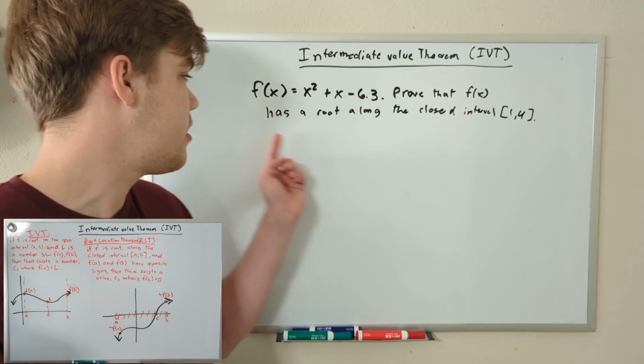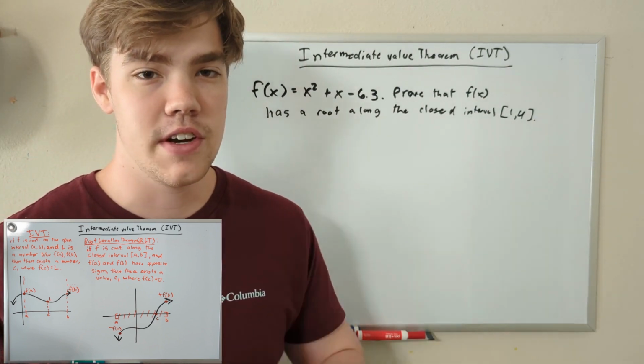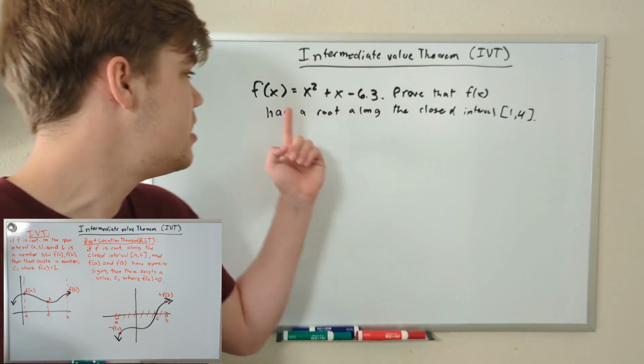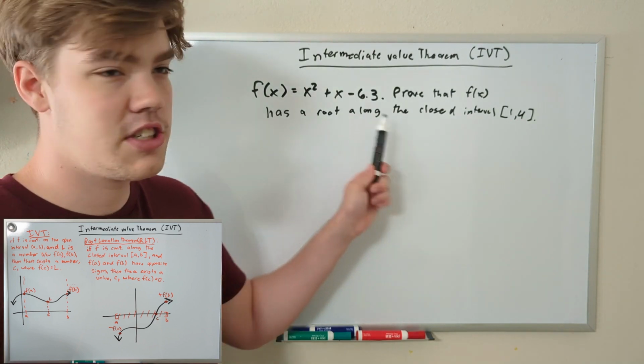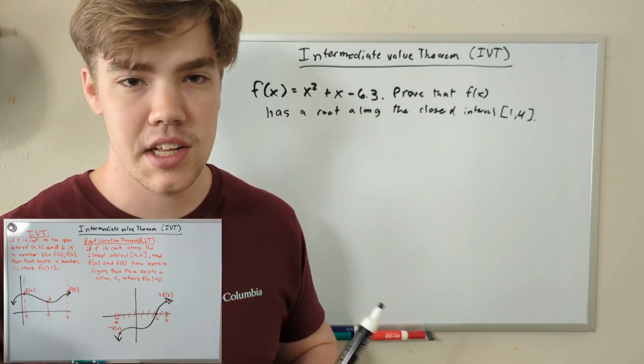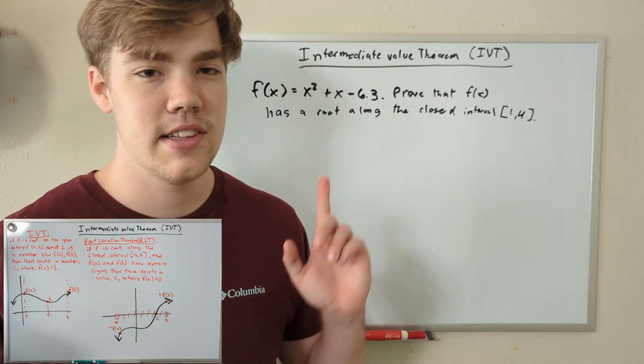Well, first we know that we're looking for a root, which means we're going to need to use the root location theorem. The first thing we need to prove in order to use the root location theorem is if this is continuous along the closed interval. And what's nice about this function here is that it's a polynomial, and polynomials are continuous everywhere. It's a property of continuous functions. I talked about that in this video.